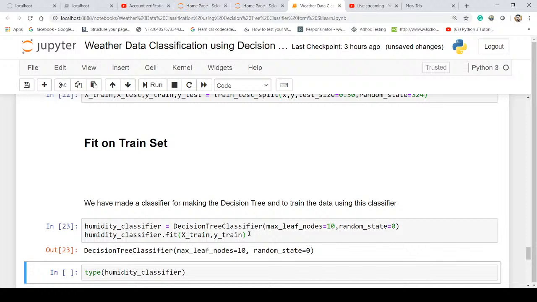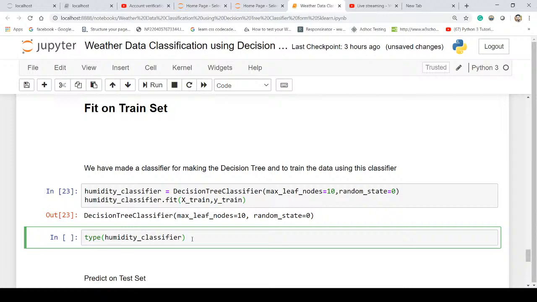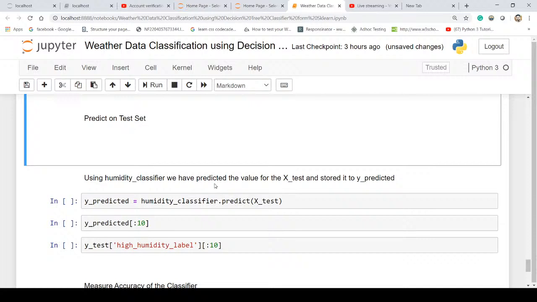Then type humidity classifier. This is definitely a categorical type, a classification tree. Now, predict on test data. As I told you, always fit your model on the train data, and predict with your model on the test data, because we have split into train and test. So now we can predict with our model.